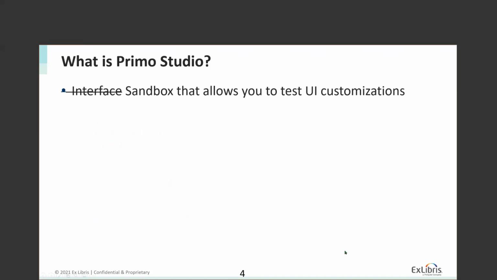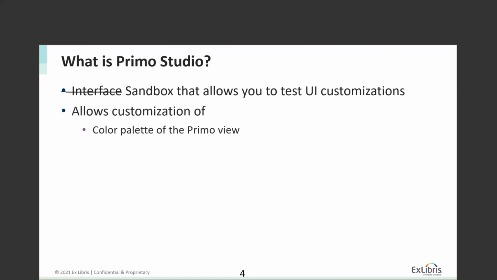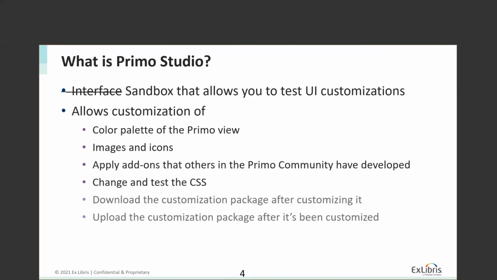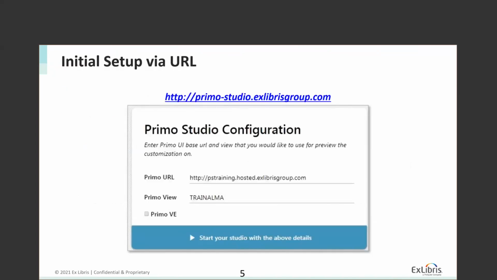What is Primo Studio? It's an interface that allows you to implement and test a set of customizations, including the color palette of the Primo view, and images and icons that you see in there. You can apply add-ons that others in the Primo community have developed. Change and test CSS, cascading style sheets. You can download the customization package after customizing it and then upload it into your live environment. So this is a tool that we made available for you. It's pretty handy.